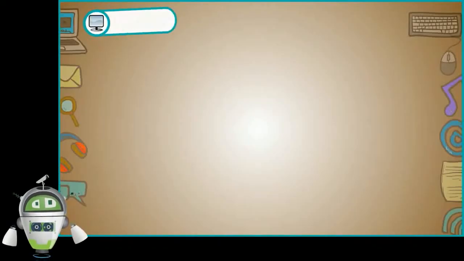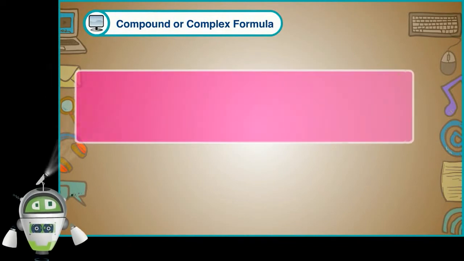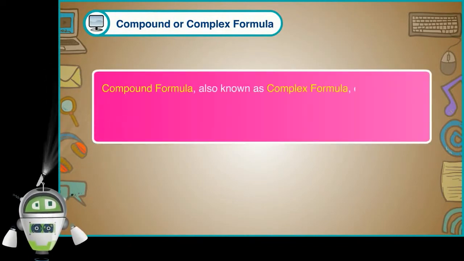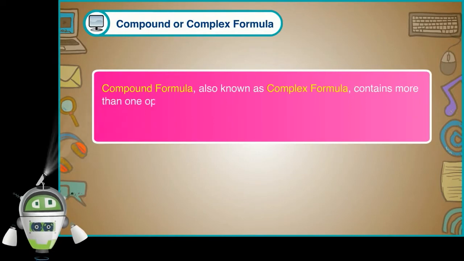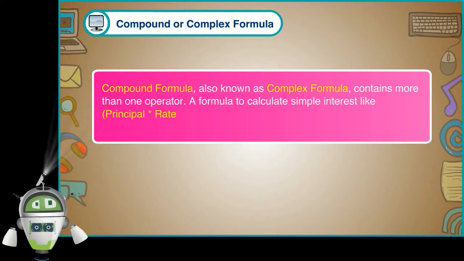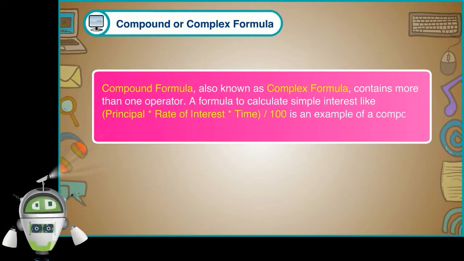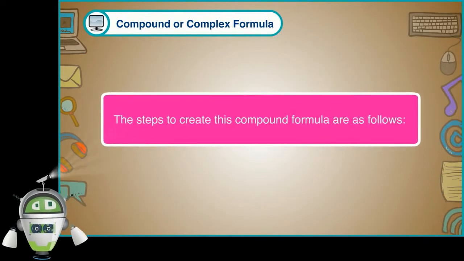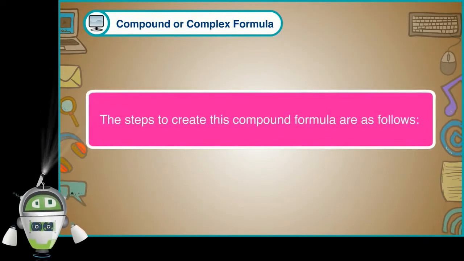Compound or complex formula. Compound formula, also known as complex formula, contains more than one operator. A formula to calculate simple interest, like principal multiplied by rate of interest multiplied by time divided by 100, is an example of a compound formula. The steps to create this compound formula are as follows.